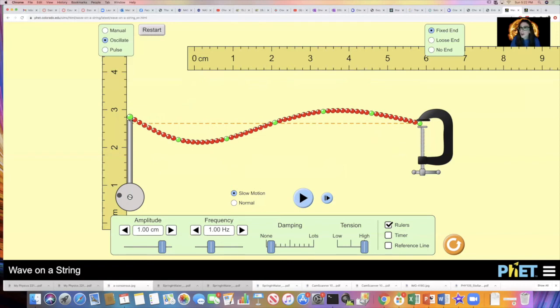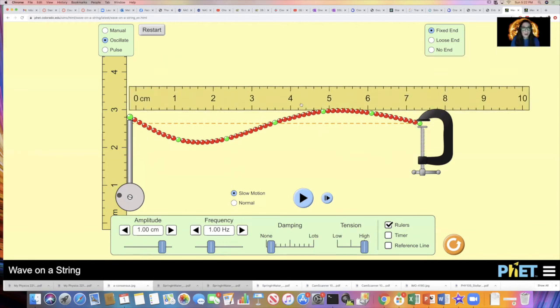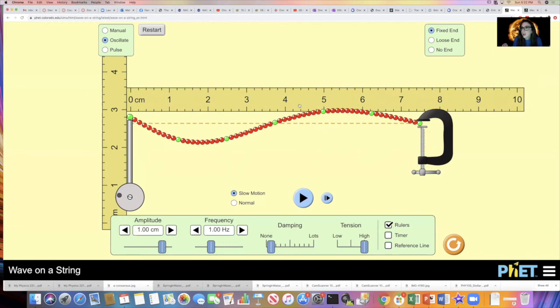And in fact, the wavelength is the entire length of the string. We start here, we go down, back through the middle, up to a maximum amplitude, and back down again. So here I've got 1 full wavelength fitting into the whole length of my string. And in this case, I only have 1, 2, 3 nodes and 1, 2 antinodes.